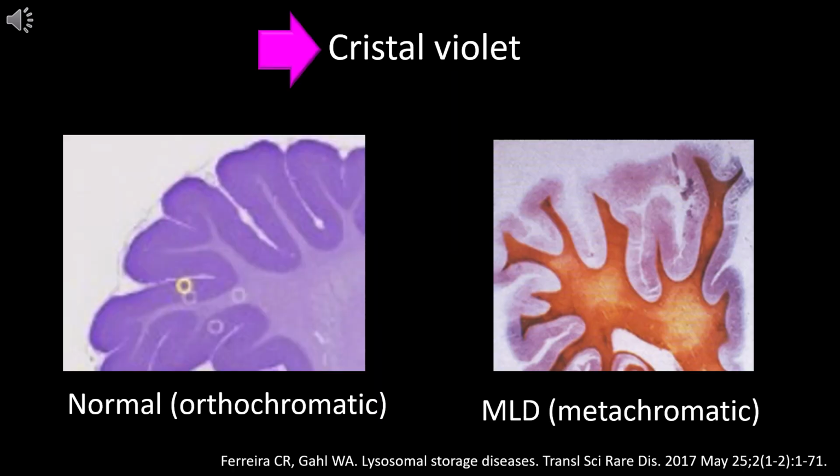In this frame, using crystal violet stain, you can see a normal cerebellum with the white matter staining light violet. Crystal violet staining tissue violet is referred to as orthochromic. This specimen corresponds to cerebellar tissue of a patient with metachromatic leukodystrophy. As you can see, the white matter is staining a brilliant brownish color. The characteristic of a tissue staining a color different from the expected is referred to as metachromia. Hence, the term metachromatic leukodystrophy is used for this condition.